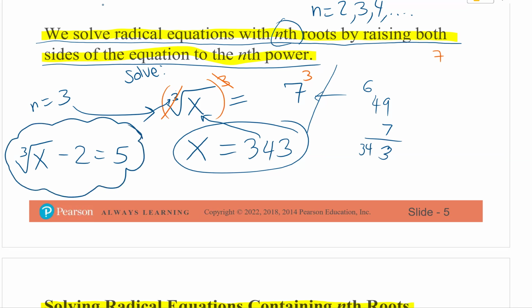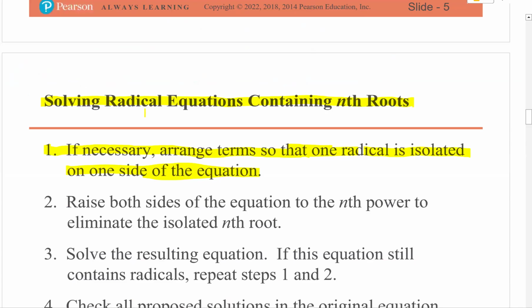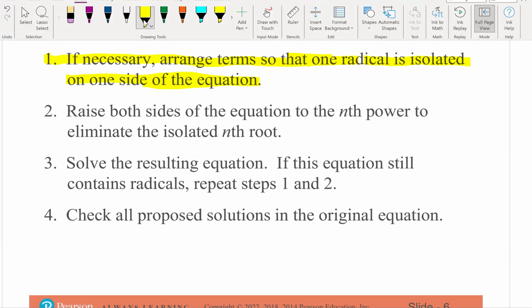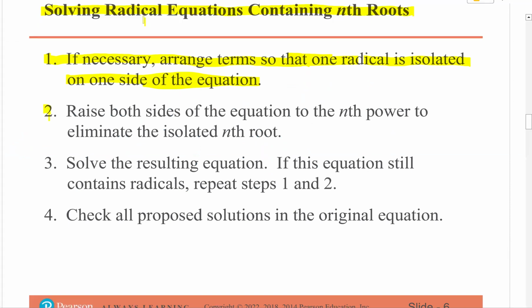I'd isolate the root by adding 2 to the other side and then start raising things to the power. So yeah, again, this is probably for more complicated equations to solve. Okay, once you have the root isolated, then you're going to do what we said and raise both sides of the equation to the nth power to eliminate the isolated nth root. Whatever it is, square root, you raise it to the second power, cube root, raise it to the third power, etc. Third step would be solve the resulting equation.